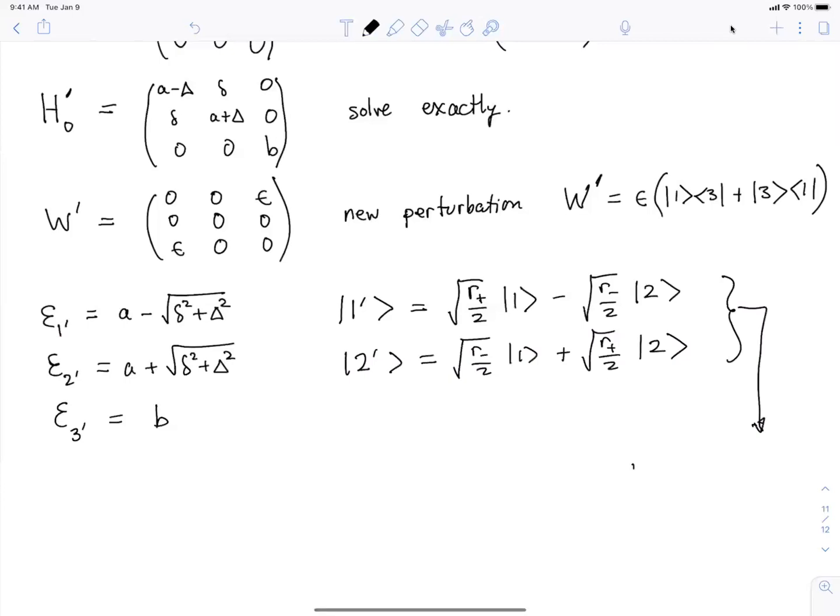Okay, R plus and minus are 1 plus or minus capital delta over the square root of little delta squared plus capital delta squared. Okay, so you just have to diagonalize that 2 by 2 matrix and then normalize it, which is the not so pretty part, which gives you these square roots. And then, fortunately, in this example, 3 prime is the same as the original eigenstate 3.